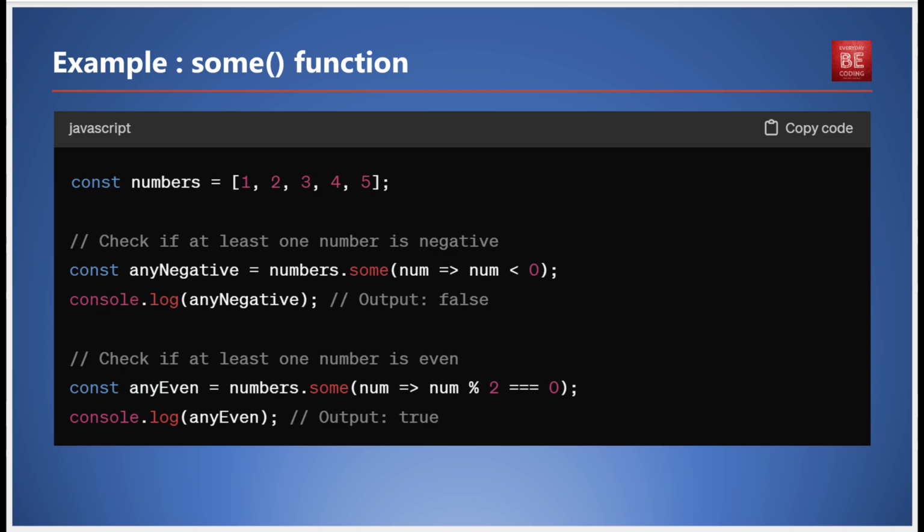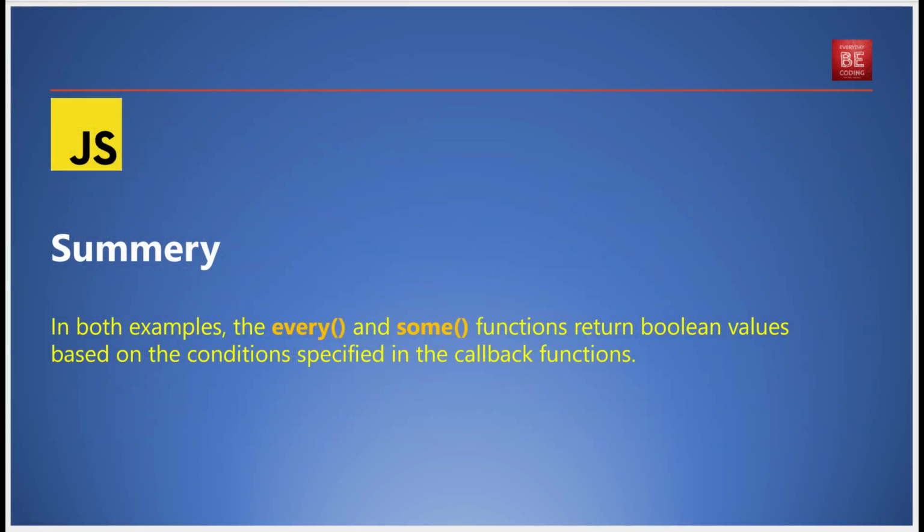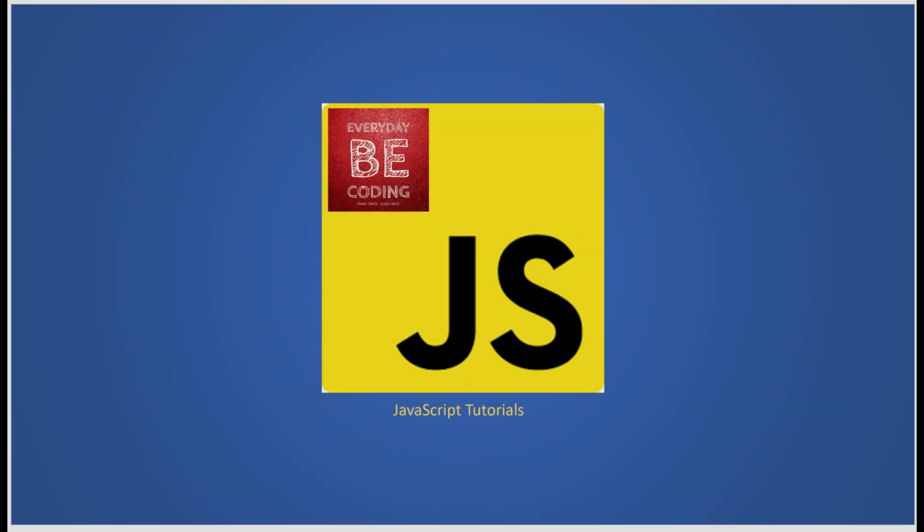In both these examples, the every and some functions return Boolean values based on the conditions specified in the callback functions. To sum it up, every and some are powerful JavaScript array methods that allow you to test all or some elements in an array against a condition. The every function is strict, requiring all elements to pass the test, while the some function is more forgiving, needing only one element to pass. Remember, these methods return a Boolean value, giving you a clear, true or false answer to your condition. Keep these tools in your JavaScript toolbox. You never know when they might come in handy.